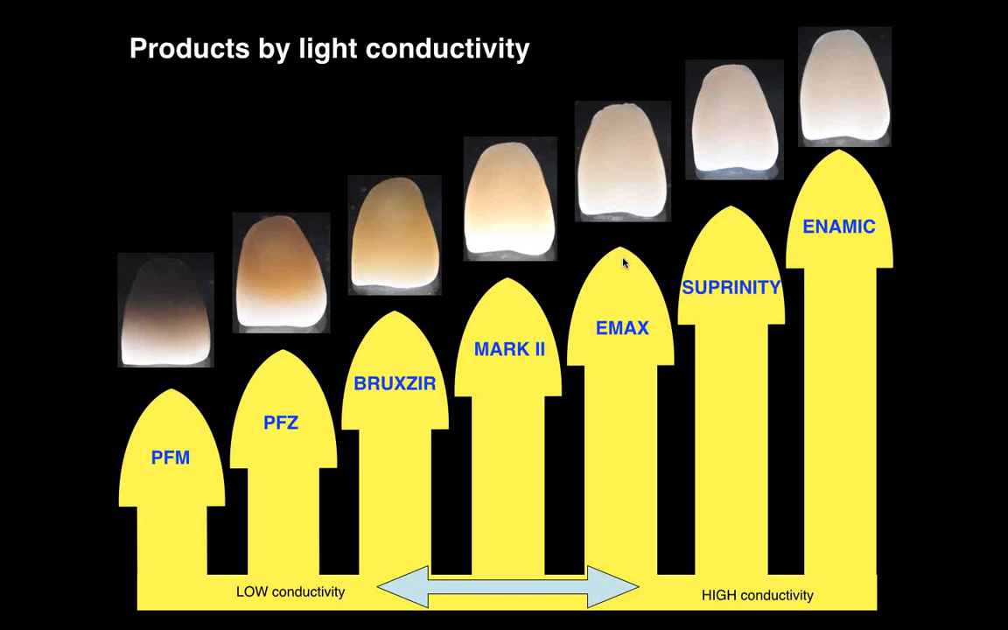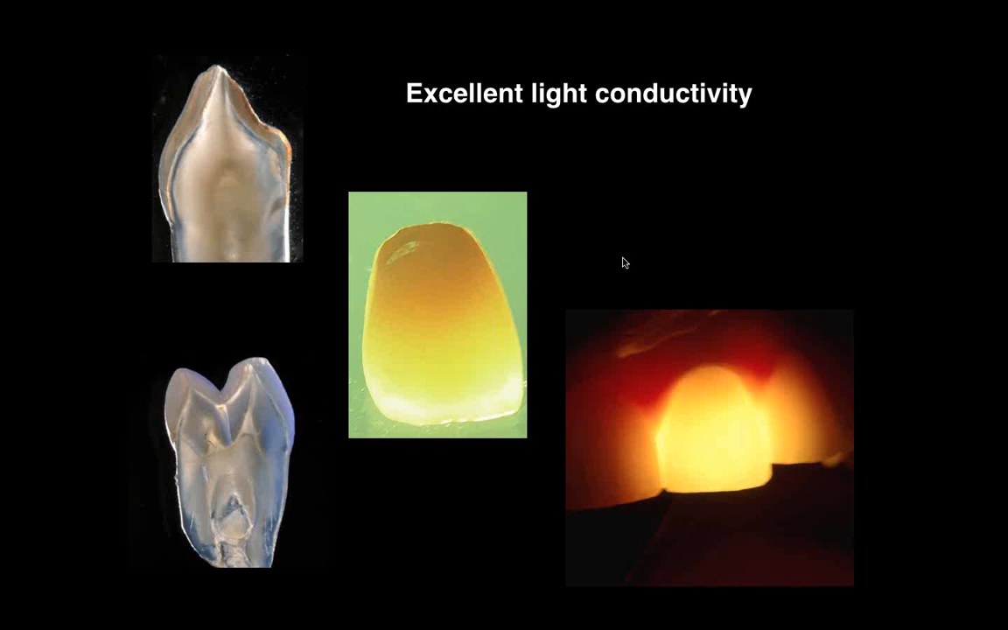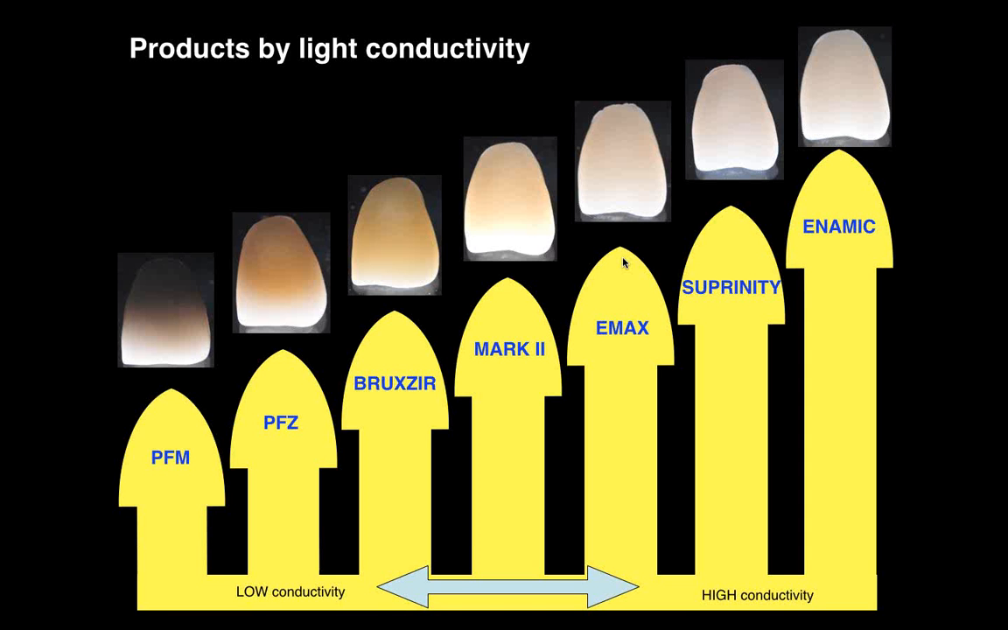If you look at the products by light conductivity, and again, showing this is not really very important. But what I like to say here is, Inamic, Suprinity, Emax Mark II, they are all in the same league. Okay, maybe this one shows a little bit darker, this one a little bit lighter, but basically they're all about the same with the light conductivity.